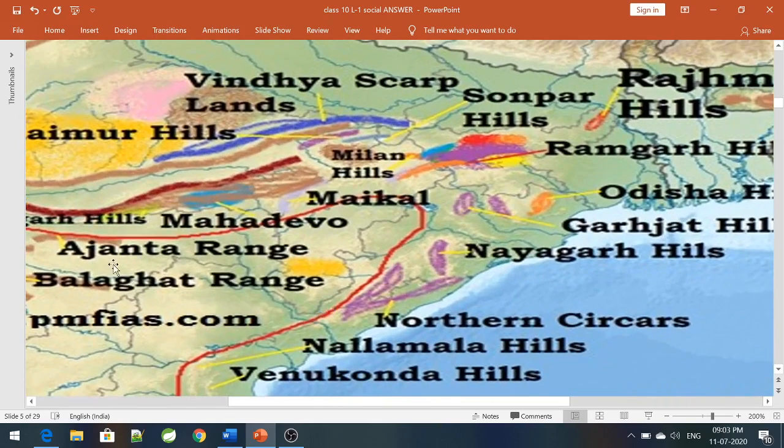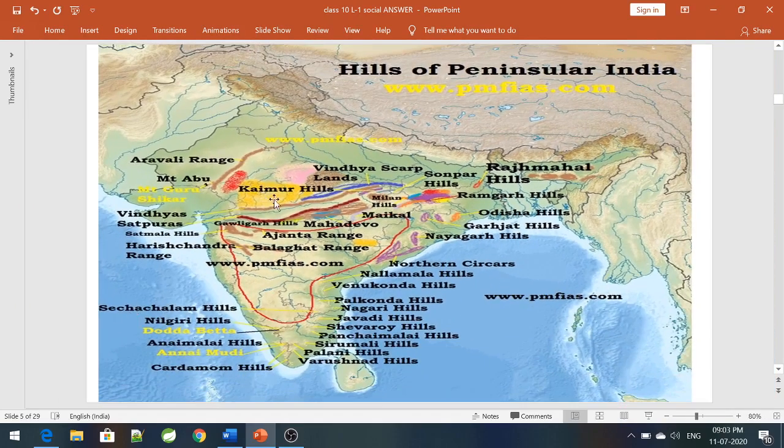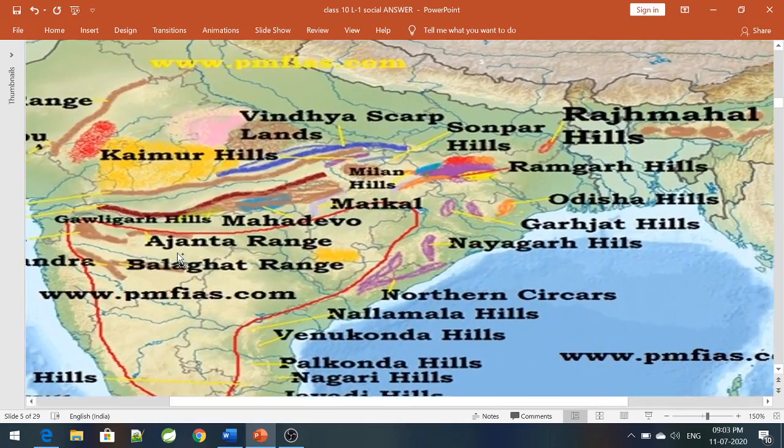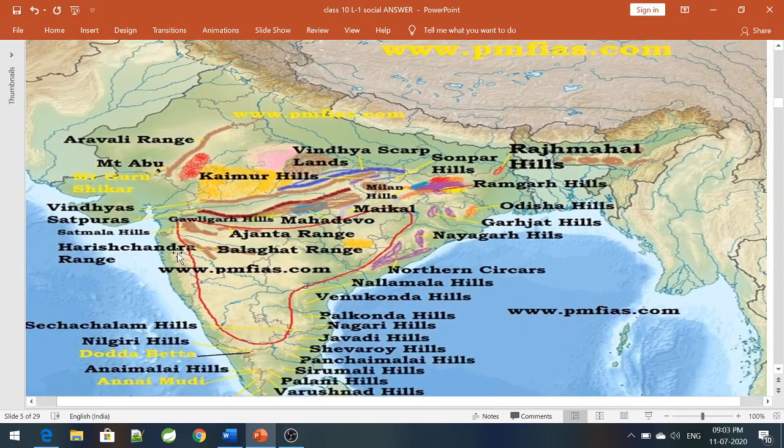See here, all this. Ajanta Range, Balaghat Range, Vindhya Ranges, the Khemur Hills. Here, this is the Khemur Hills. Mount Guru Shikhar, Vindhya and Satpuras here. This one. You can just locate it once. And this is the Deccan Plateau. These are the Eastern Ghats and Western Ghats.